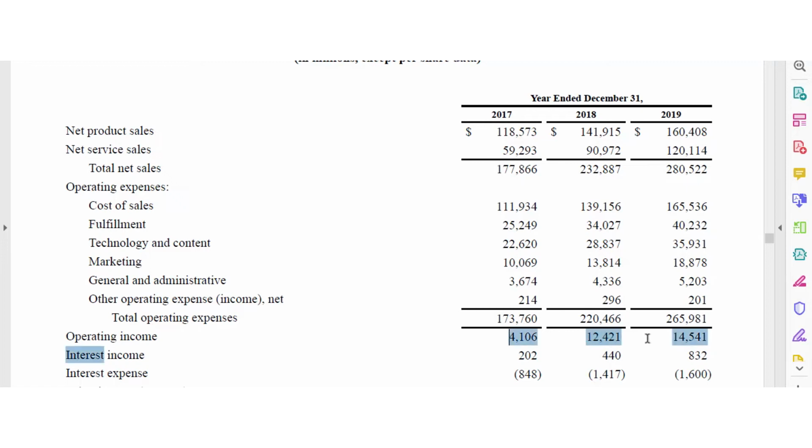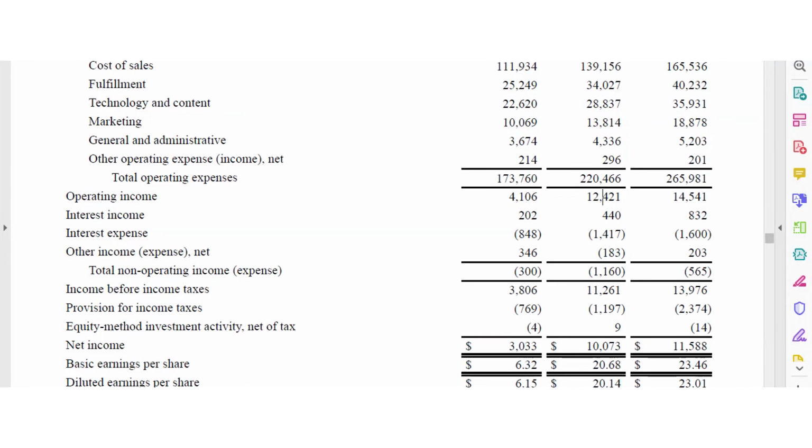So nothing really stands out. The one thing which does stand out is that EBIT has dramatically gone up from 2017 to 2018, which should have a dramatic effect on their share price. And then after that, you have your interest effects, and then other income and expense, which I've shown you on the Excel model. So then after that, you have your total operating income. And then you have income before income taxes, provision for income taxes, and then net income.